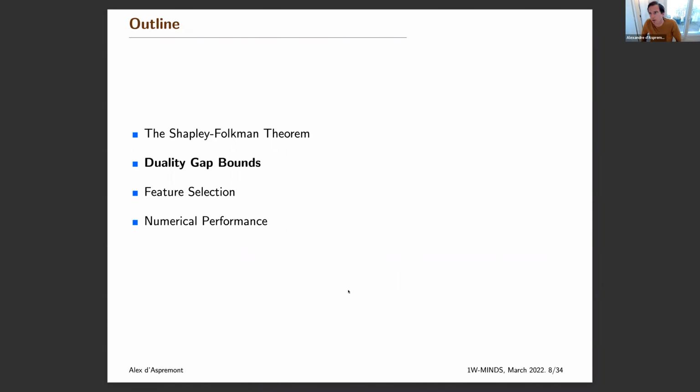So that's it for the geometrical part of the talk. Now we'll see that this result has direct applications in optimization. I'll spend a little bit of time showing you how this Shapley-Folkman theorem allows you to write a priori bounds on the convex relaxations of separable optimization problems.